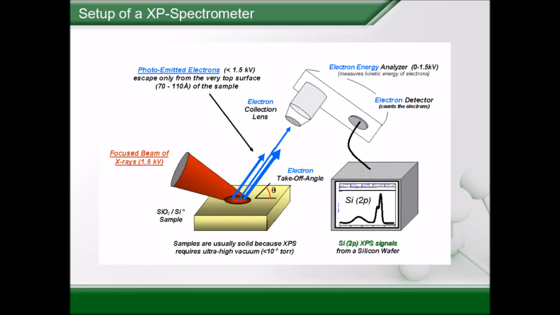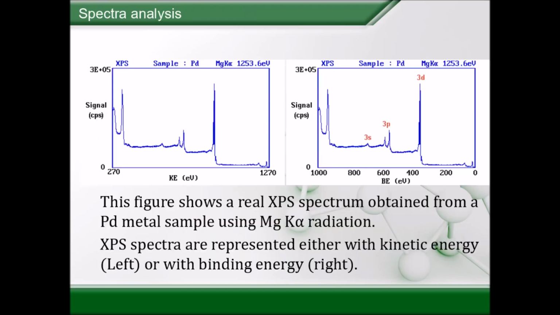Now, finally, this energy is represented on a spectrum, where each electron energy informs us about the elements in this probe. This figure shows the XPS spectrum of a palladium probe. On the left side, the intensity is represented with respect to the kinetic energy, and on the right side with respect to the binding energy.